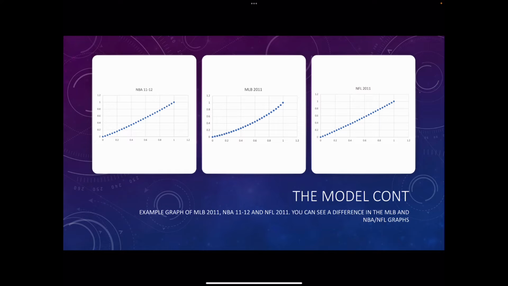You can see the first one is the NBA. You can see that it somewhat closely resembles the line of perfect equilibrium. Then the next one, MLB 2011, you can see some variation. You can see a little bit of a dip in the middle, a little more than the NBA, and a lot more than our last one, the NFL, where you can see that it's pretty close to the line of perfect equilibrium. You can't really tell much of a difference between the two of them.